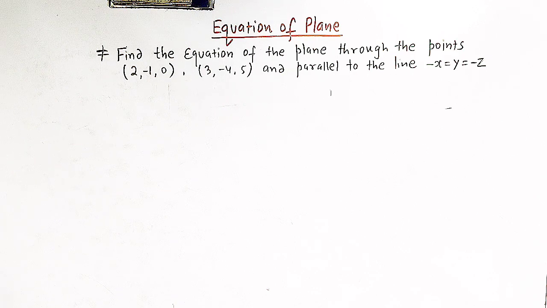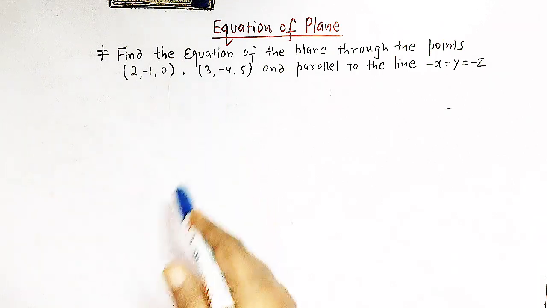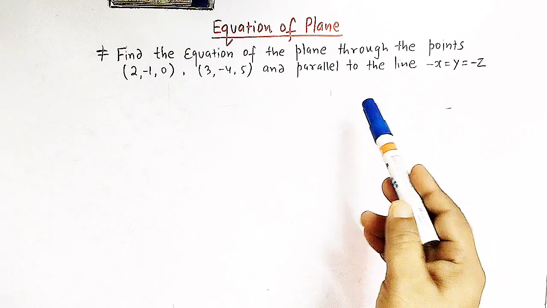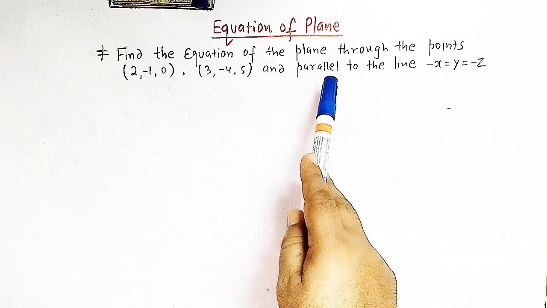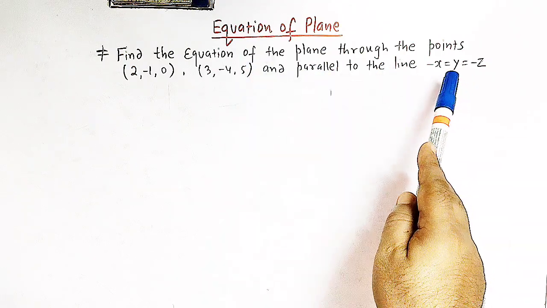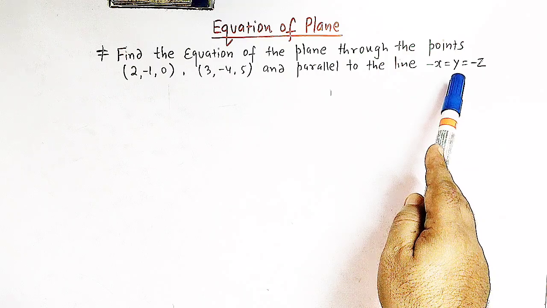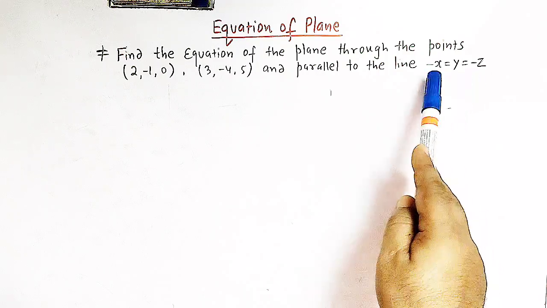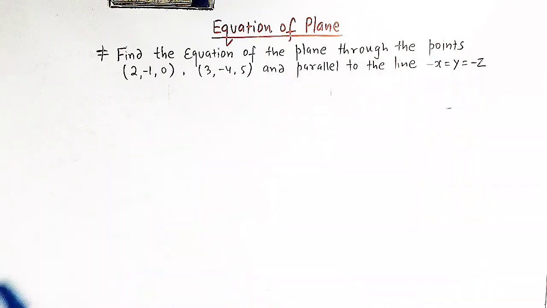So here we'll see how we can find out the equation of a plane which passes through two given points and an extra condition, that is the plane is given to be parallel to a line minus x is equal to y is equal to minus z. So let us start.